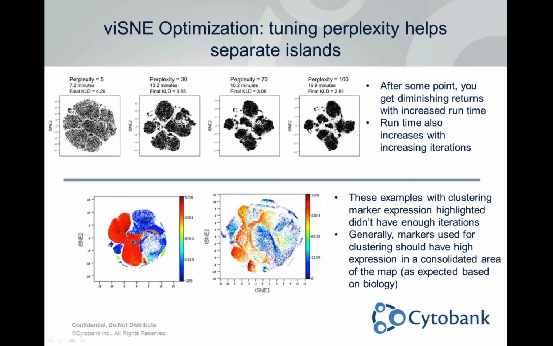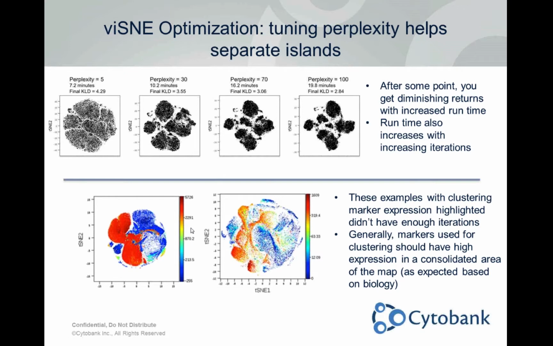Also, if you have ViSNEs that look like this, where there are swirly patterns in them, and it would be really difficult to draw a gate on this, this is an indication that you don't have enough iterations. So feel free to increase the iterations on your ViSNE settings as well.